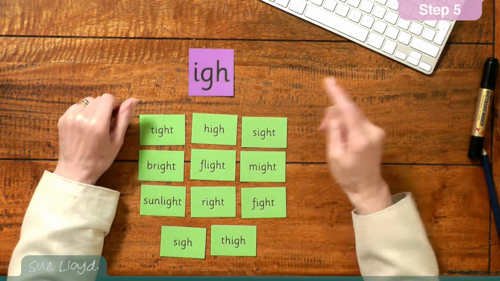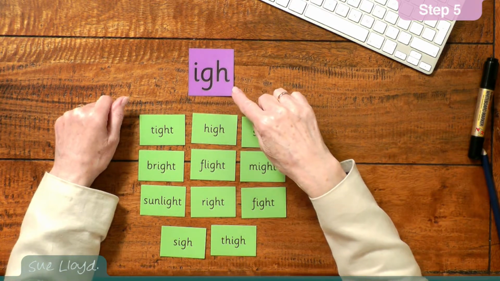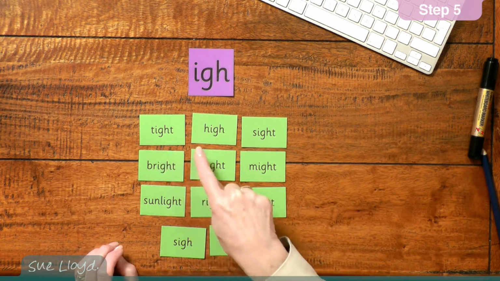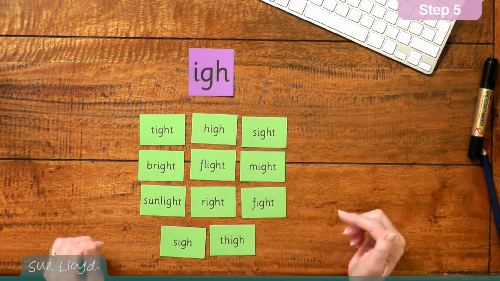The other alternative spelling of the I sound in step 5 is IGH, and this time 3 letters are used to make this sound, which comes in words like these: t-ite, tight, h-I, high, fight, thigh.